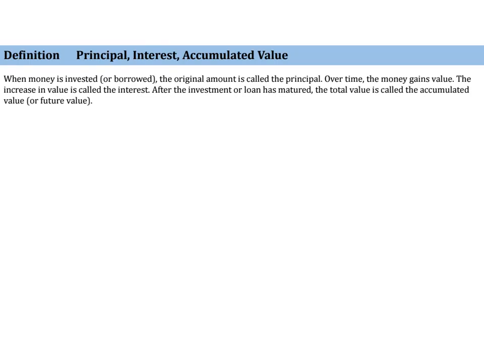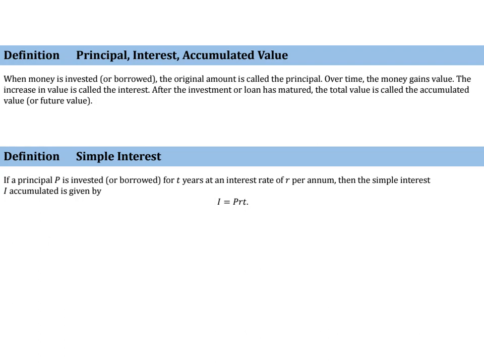So if we have an investment or a loan of an original amount, that original amount that we borrow or we invest is called the principal. As that money is invested or borrowed over time, that money will gain value. That increase in its value is called the interest. So we have the principal, which is the original amount, plus we have an accumulated amount called the interest, and together we call that total the accumulated value, or oftentimes the future value.